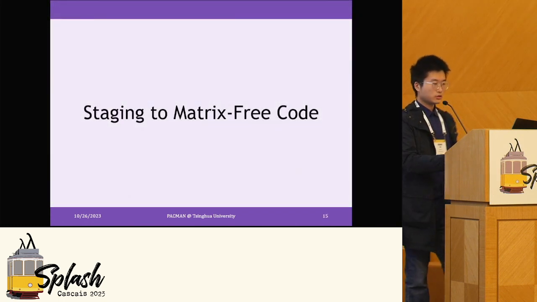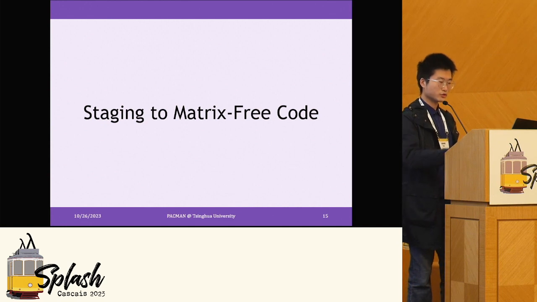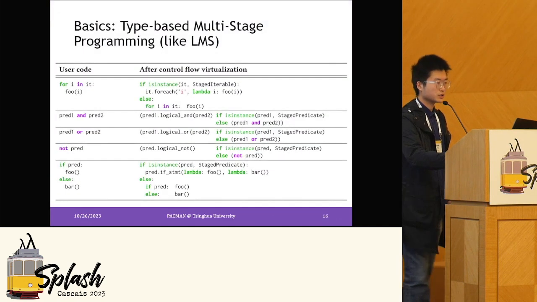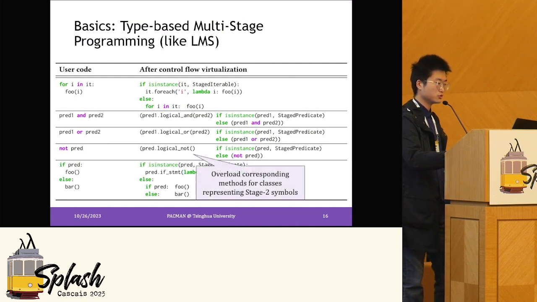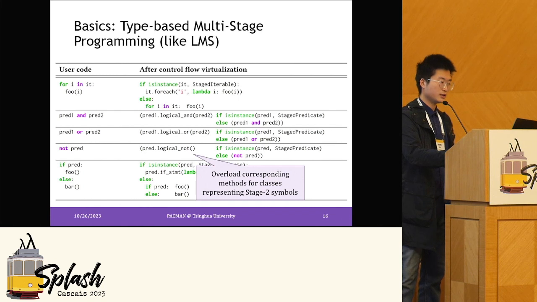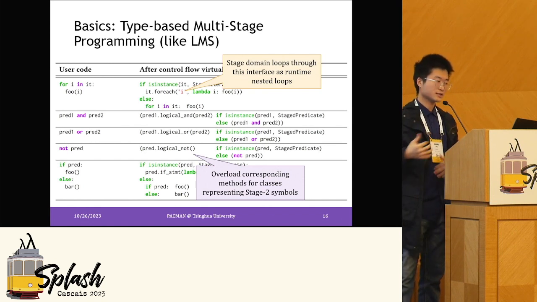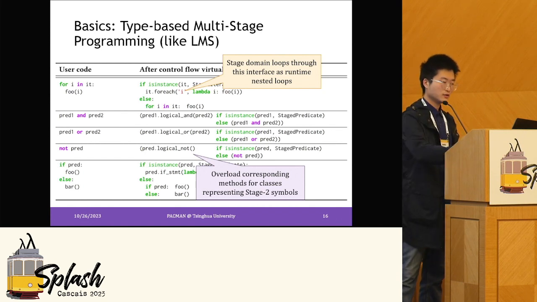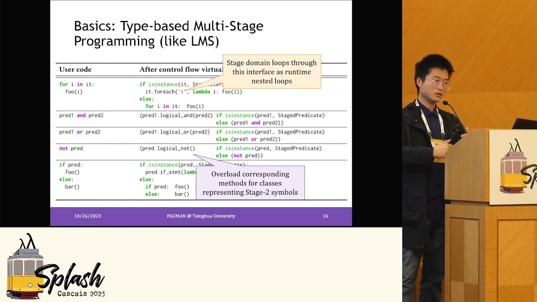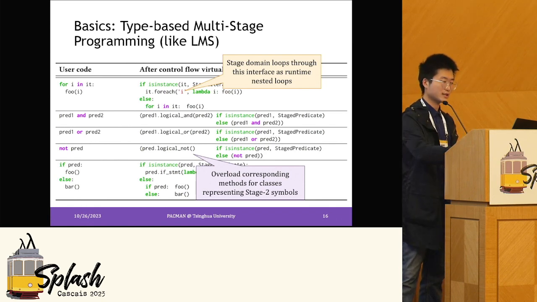And the next thing comes down to how we stage the code into matrix-free, since we use type-based multi-stage programming. It's very much like LMS, but we make it possible to overload the corresponding methods for the classes representing stage 2 symbols, making it customizable. So we then overload the domain objects to get their for loops staged into nested for loops, so that it's not generating the loop body at compile time various times.